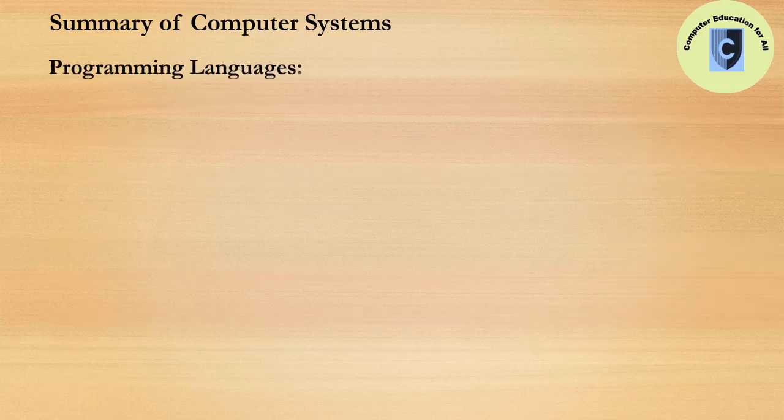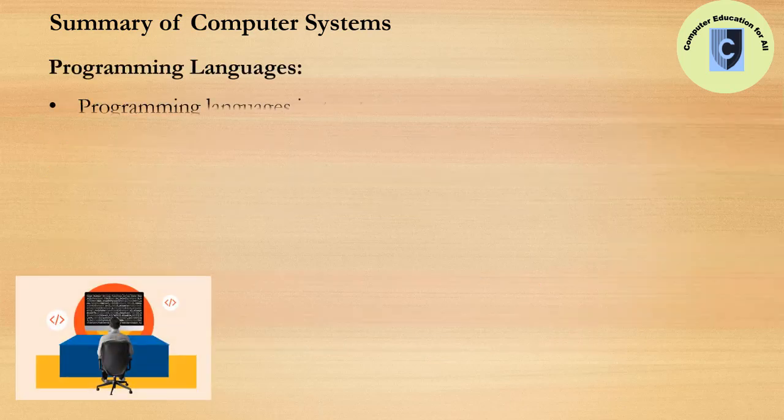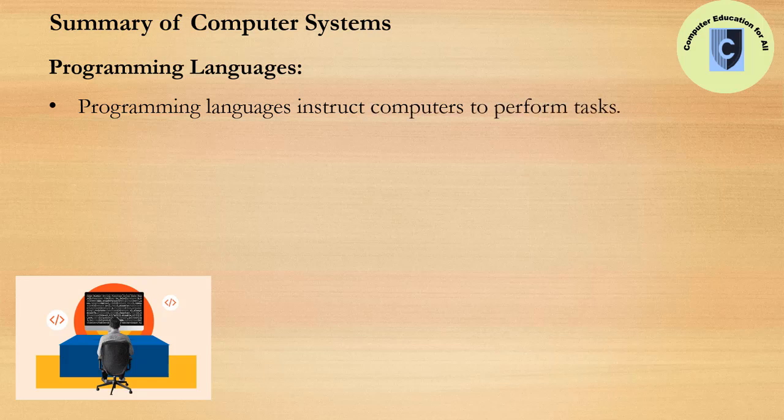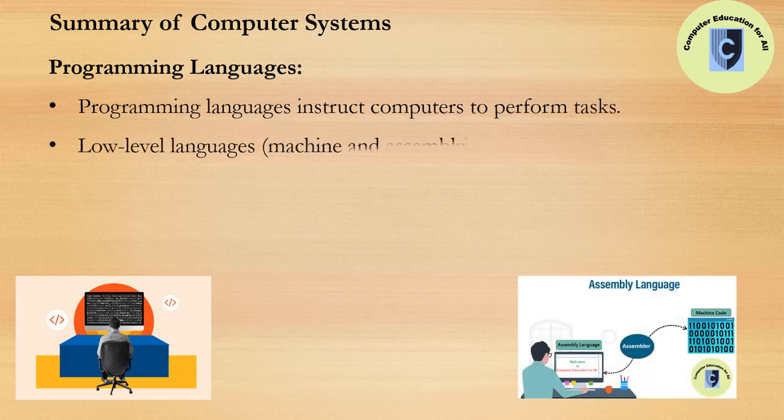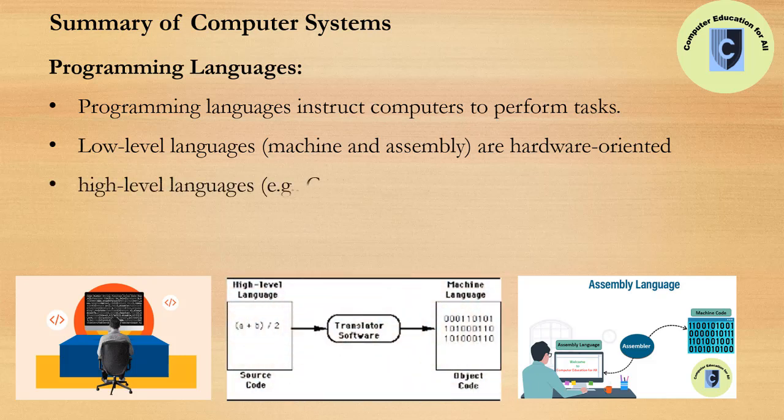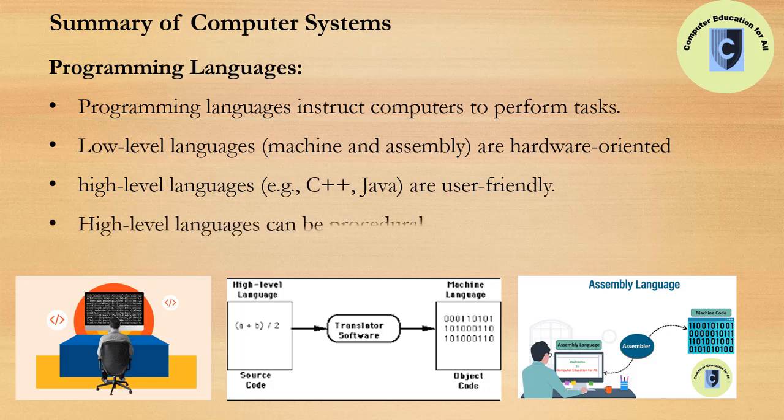Programming languages. Programming languages instruct computers to perform tasks. Low-level languages, machine and assembly, are hardware-oriented, while high-level languages, C++, Java, are user-friendly. High-level languages can be procedural, structured, or object-oriented.